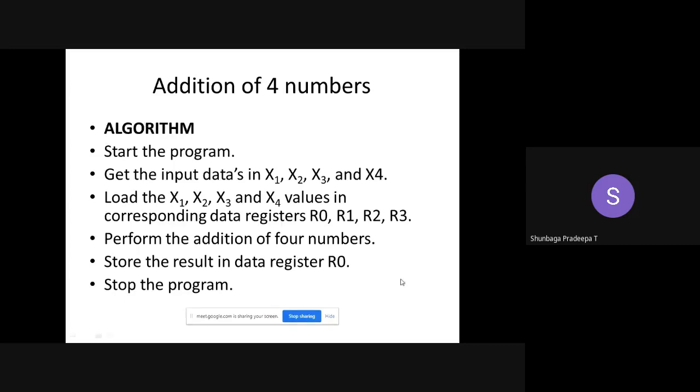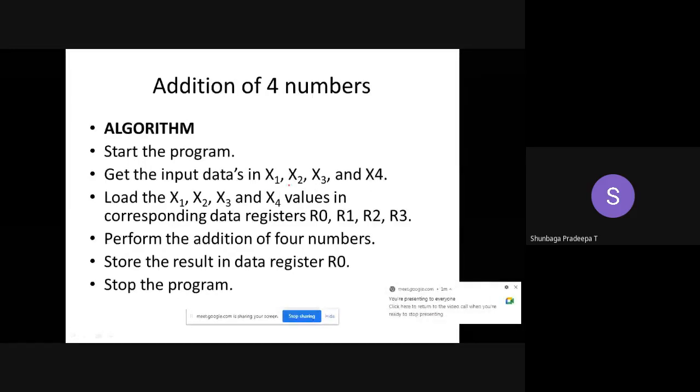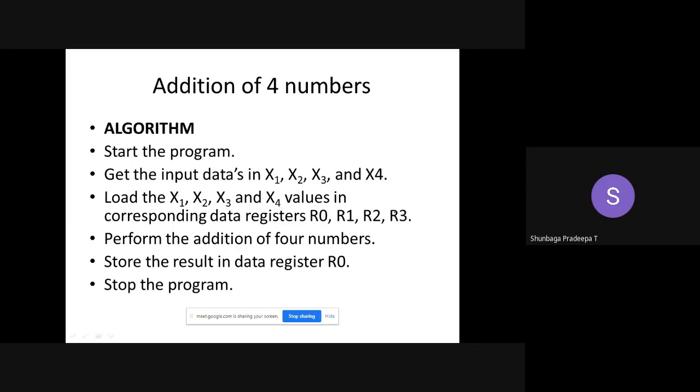So first, when you want to add 4 numbers, you first have to read the numbers from the user. Let us take the 4 numbers as x1, x2, x3 and x4. Now we cannot add these numbers directly. So we have to move these into data registers. I'll take 4 different data registers, R0, R1, R2, R3, and I will load the data from x1 to R0, x2 to R1, x3 to R2 and x4 to R3.